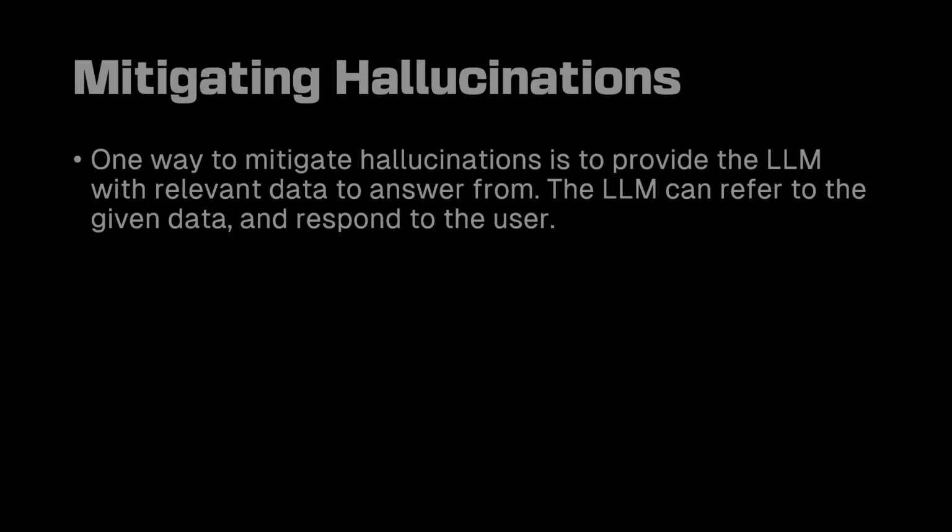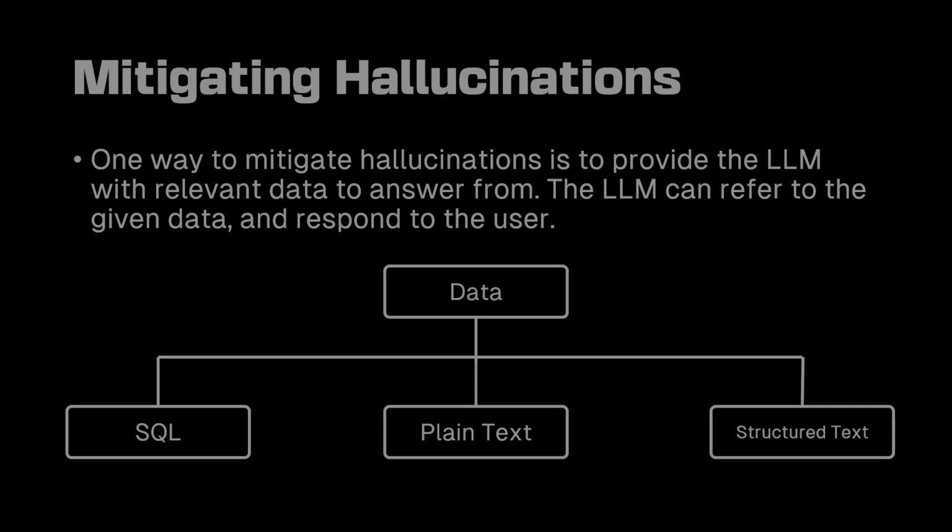So, there are ways to mitigate these hallucinations. So, one main way to mitigate these hallucinations is to provide the LLM the relevant data to answer from. So, the relevant data can include a set of documents, so the LLM can answer from that. So, this data can be in the form of tables, so the LLM can query an SQL database. It can be in the form of plain text, like a bunch of documents, or it can be in the form of structured text, like JSON.